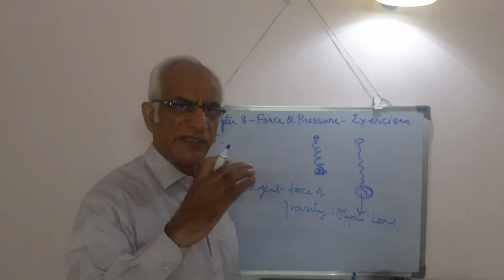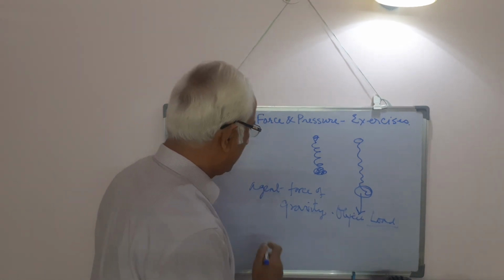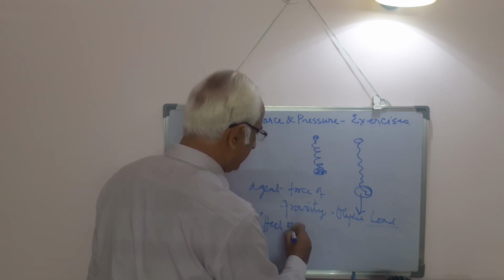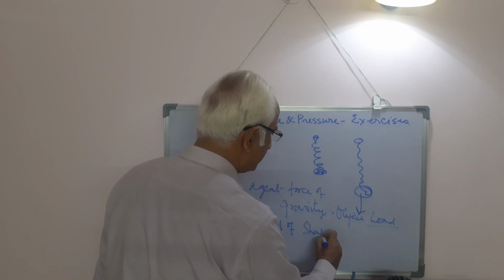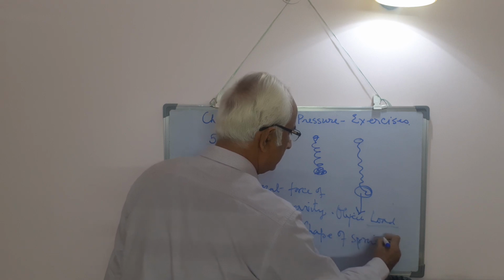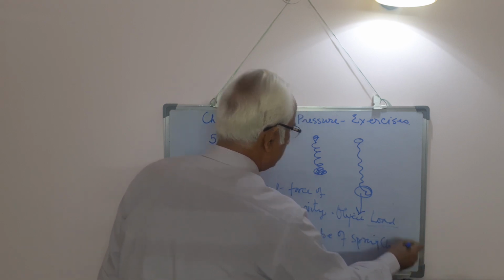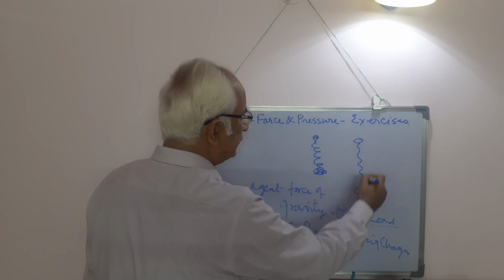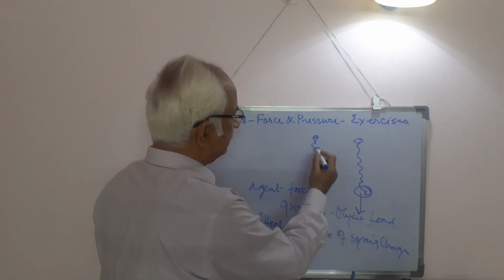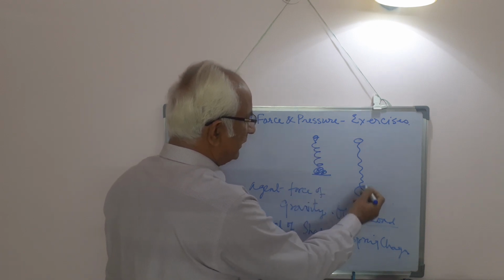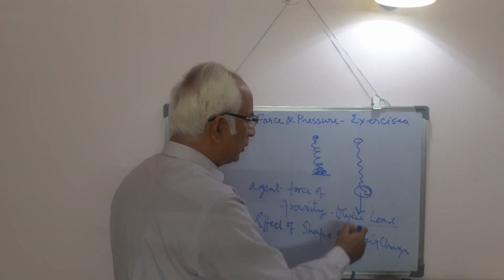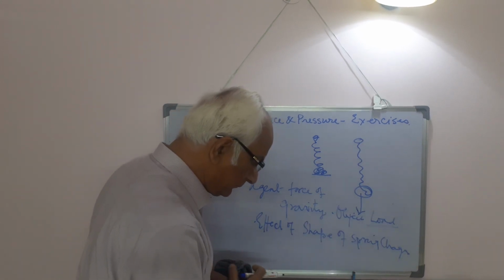Load means some heavy thing. And what is the effect? Change of shape of spring. Shape of spring changes. Earlier the shape was like this. Let's say you are holding it in your hand. You have not released it. The spring will be like this. When you release the weight, it will go down because the gravity is pulling it down and the spring will become slightly longer. So its shape will change.